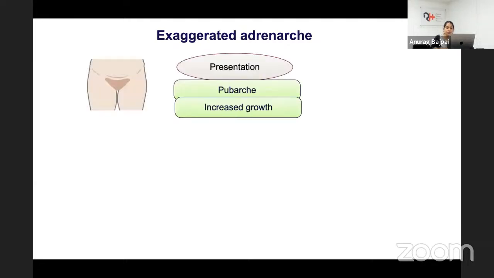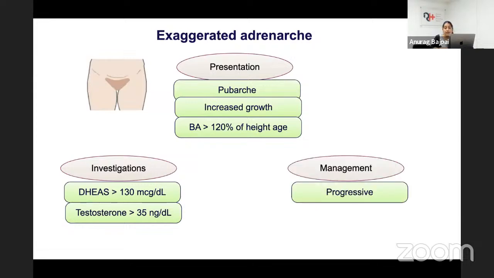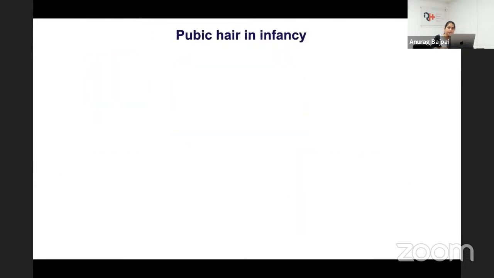These cases present with increased growth. The girls are taller and the bone age is advanced, which will compromise their final height. The DHEAS level is more than 130 and the testosterone level is highly raised, that is more than 35 nanogram per dL. They are progressive and they have to be evaluated for every cause. We have to rule out CAH, and we have to rule out the virilizing form of adrenal tumors. So we have to be very vigilant in these cases who present taller.